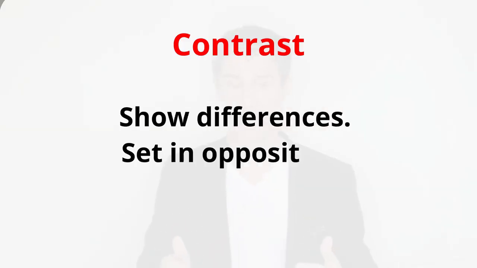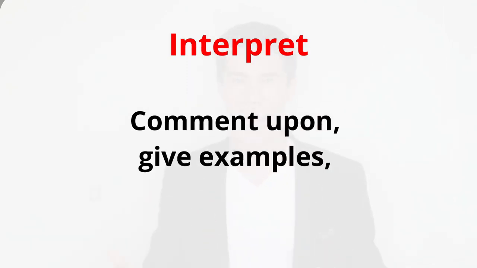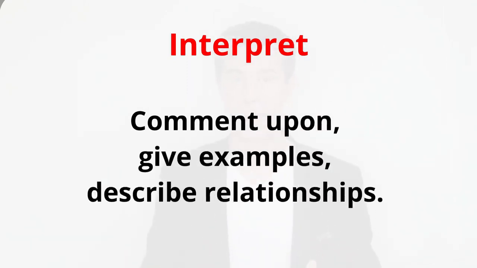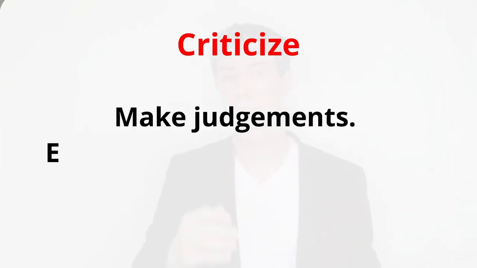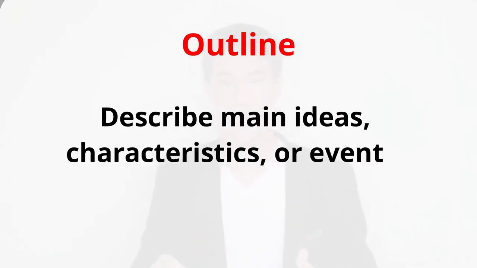Contrast. Show differences set in opposition. Interpret. Comment upon. Give examples. Describe relationships. Explain the meaning. Describe, then evaluate. Criticize. Make judgments. Evaluate comparative worth. Criticism often involves analysis. Outline. Describe main ideas, characteristics, or events. Does not necessarily mean numbering them.